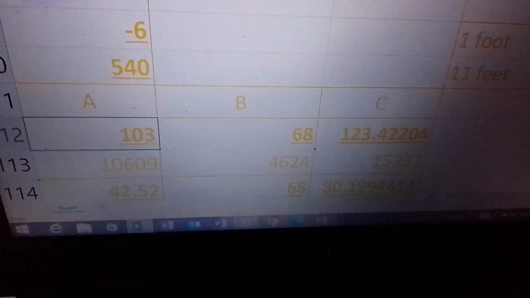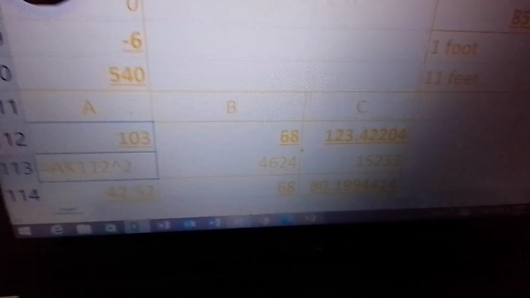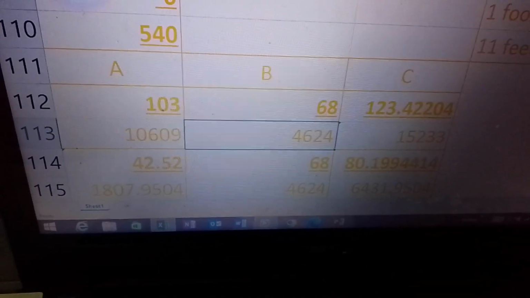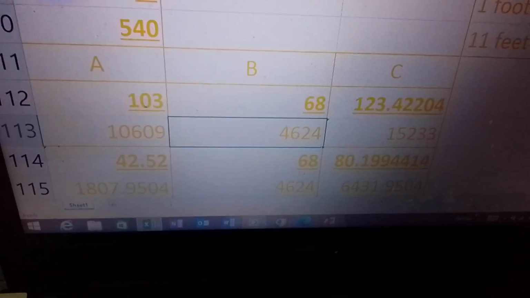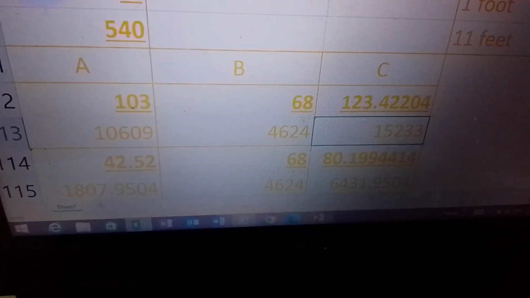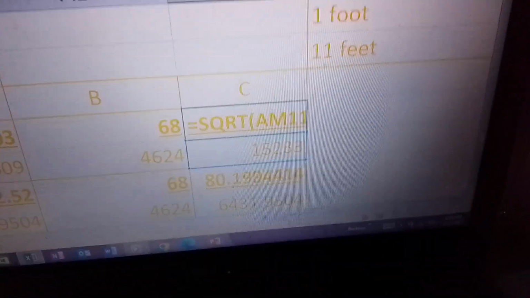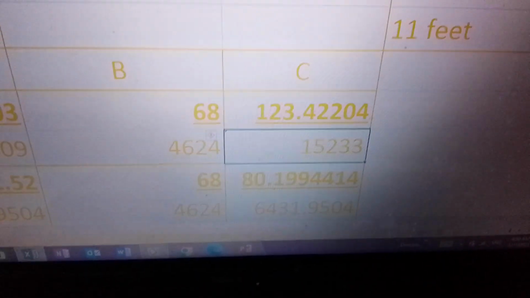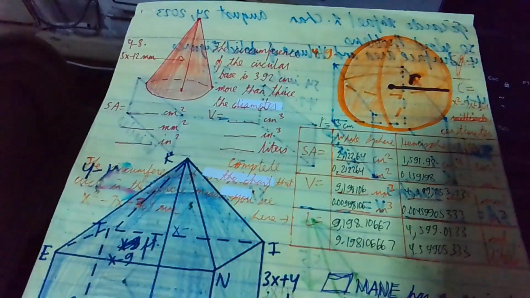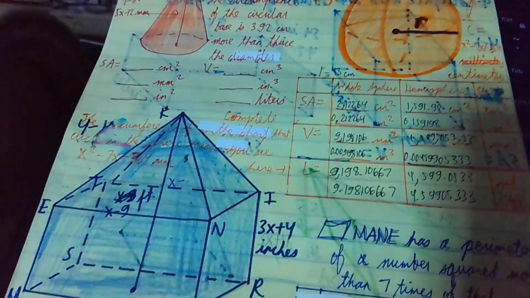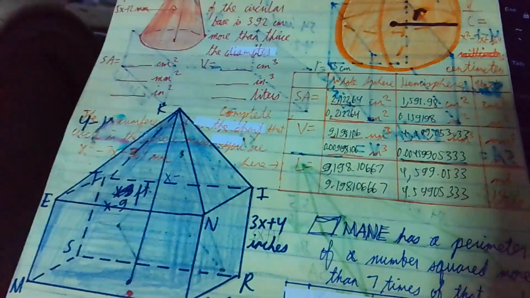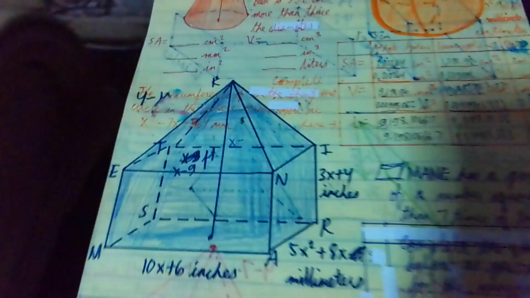Then we apply the Pythagorean theorem rule. Remember, we square this formula here. We square it and you should get 10,609. Then this is 68 squared. Ganito siya. Then we sum this up all together. Nakita mo yung sum? You sum the two together so you can get this answer. Last but not least, take the square root and you should get this. So the length of the slant height for this part of the triangle is 123.42. Alright? So take note about that. 143.22. So yan.